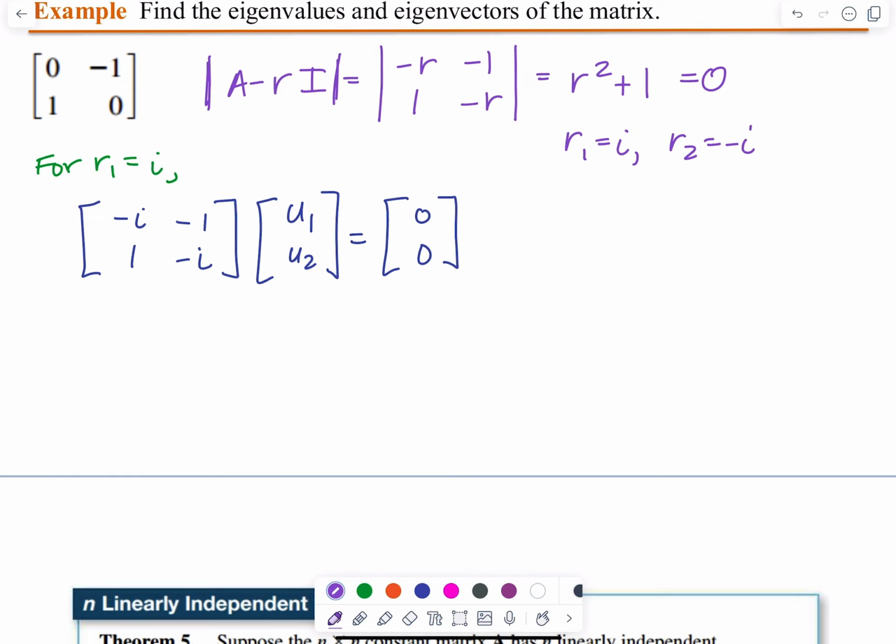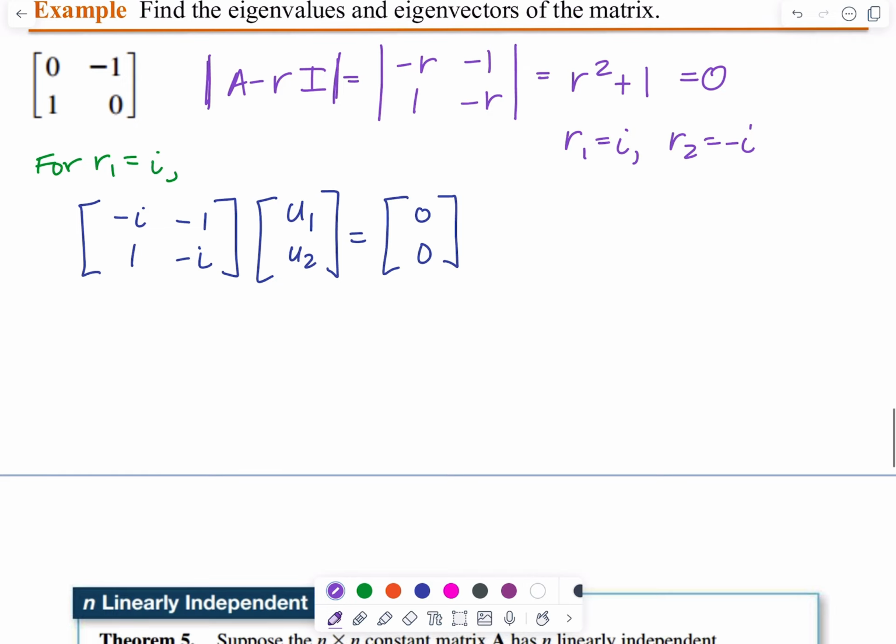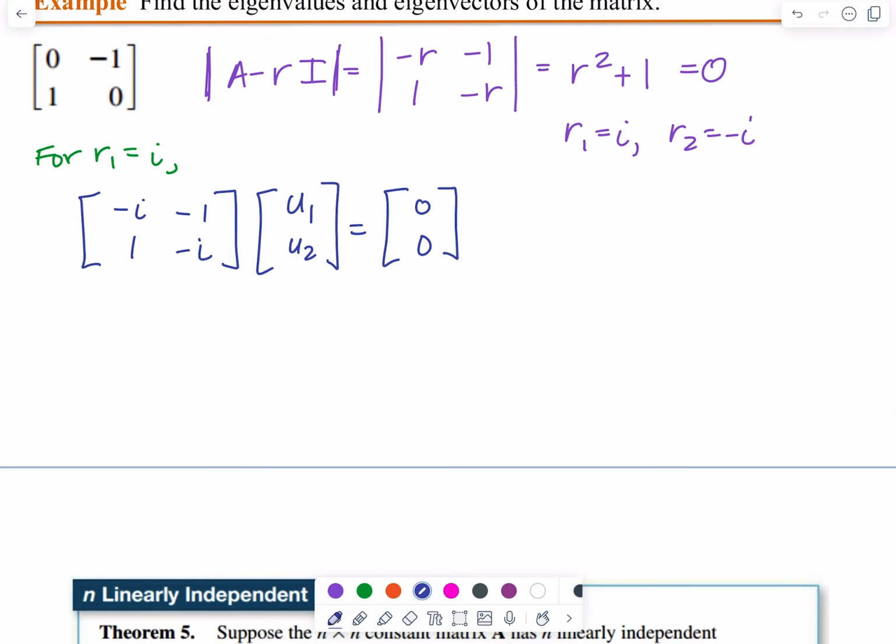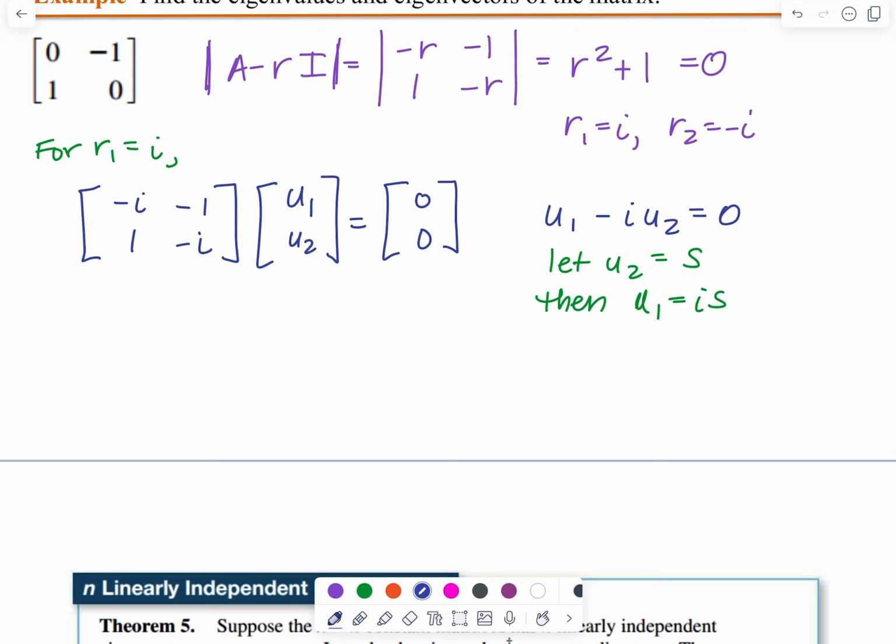So for r1 equal to i, we have our matrix with entries 1 and negative i multiplied by our u matrix, which is equal to 0, 0. Our determinant of A minus rI gave us those two eigenvalues. For r1 equal to i, we can see that u1 minus i u2 is equal to 0. So if we let u2 equal s, then u1 is equal to i s. So we have that eigenvectors associated with our eigenvalue of i is equal to i s, s, which is equal to s multiplied by the vector i, 1.